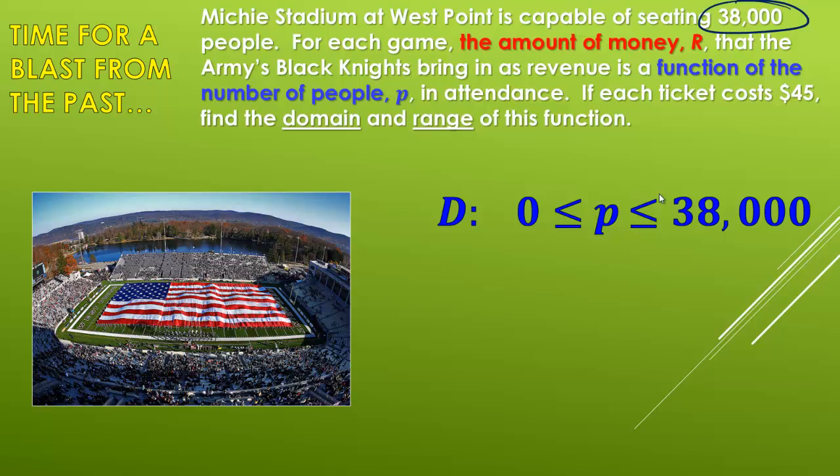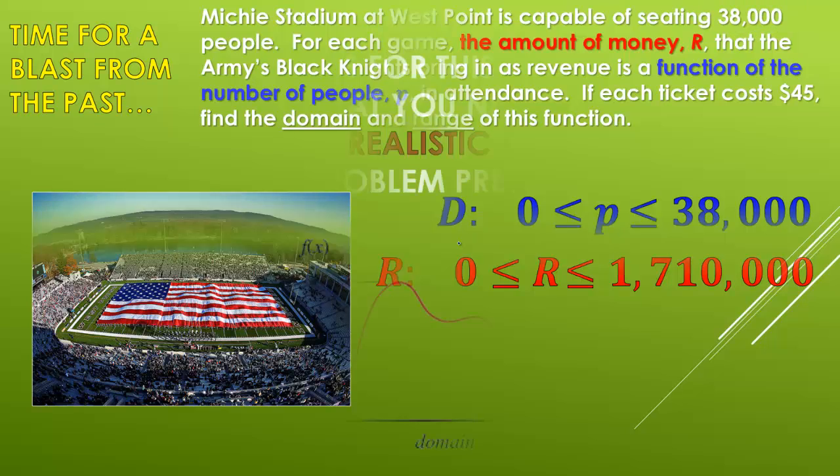To find the range, you just take those numbers and multiply them by 45, because if 38,000 people show up, that's 38,000 times $45. So 0 times 45, no one shows up, you make no money. R is the revenue, the amount of money you make. And 38,000 times 45 is 1,710,000. So it's just asking for the domain and range in that. This isn't an example that you necessarily need to write down, but it might help.